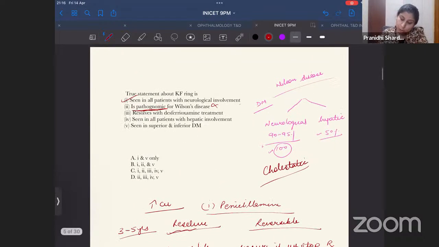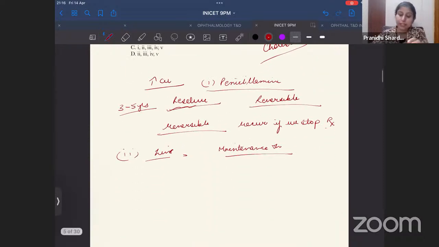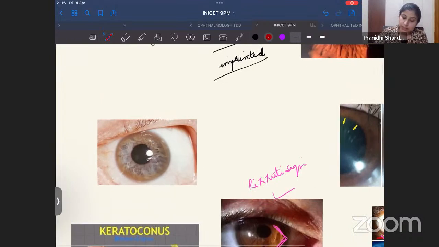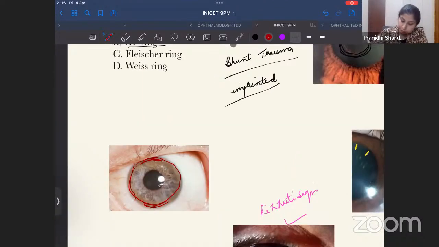Okay, and the next option is seen in all patients with hepatic involvement. No, discussed already. Next is seen in superior and inferior decimet. Yes, actually, as with this diagram, we can say it is present in 360 degrees, but usually it starts in the superior and the inferior part of the cornea, and then it can spread to the whole periphery of the cornea or the limbus.